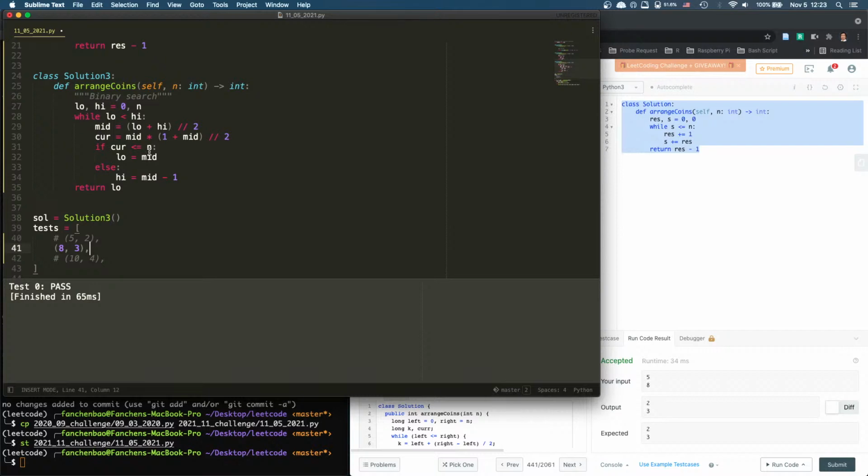1, 3 give us 2. 2 is too small. Yeah, 2 is still small. Right, so low equals 2. Now 2 and 3 become 2. 2 and 3 becomes 2. That's why it's not working. But we have to bias on the low.